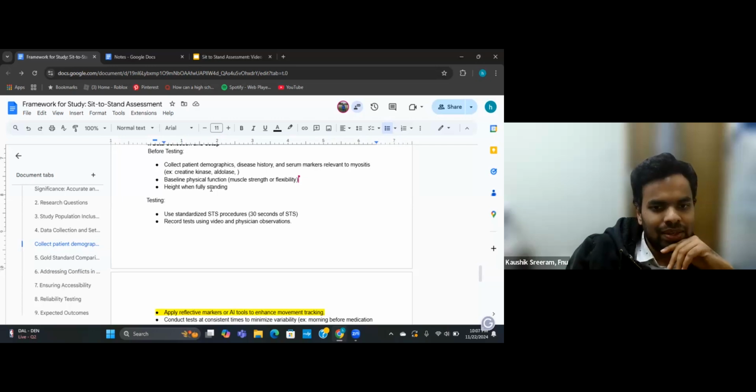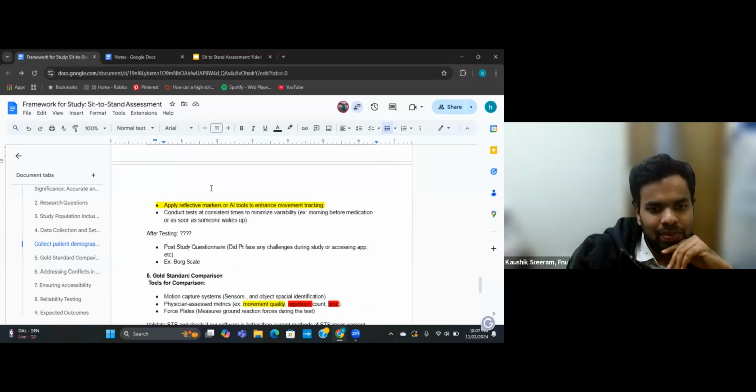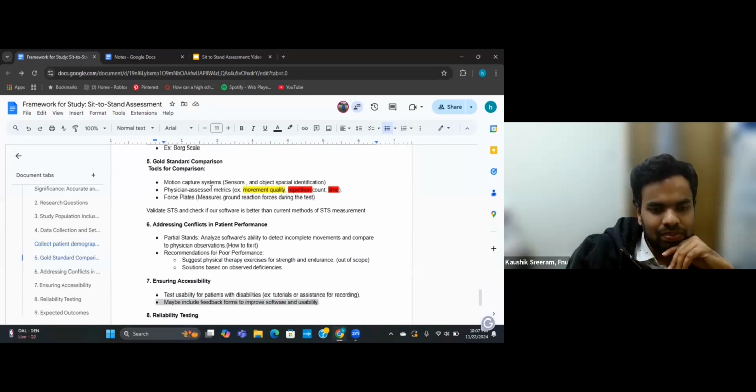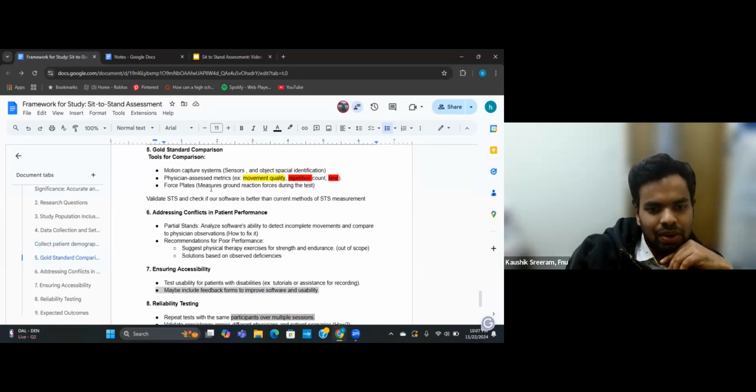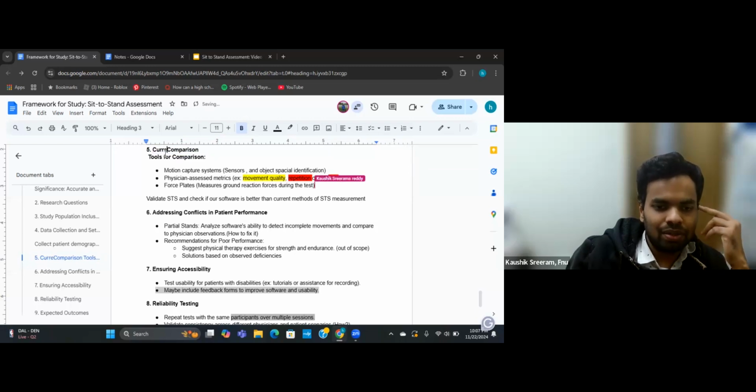Next, gold standard. This will take some time, but okay. When it comes to gold standard, I would not call it gold standard. I would just call it physician assessment or current assessment. I would say that the physician is assessing so and so measures. Here, you're calling it tools for comparison, right? Number one, the most commonly used one is the physician assessment. All the other possible tools that are out there, you need to put over here.